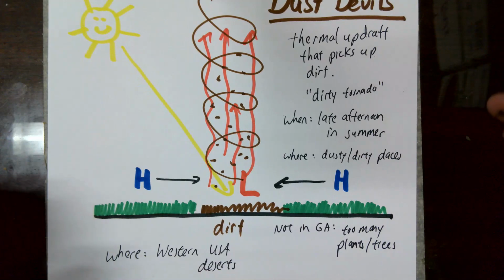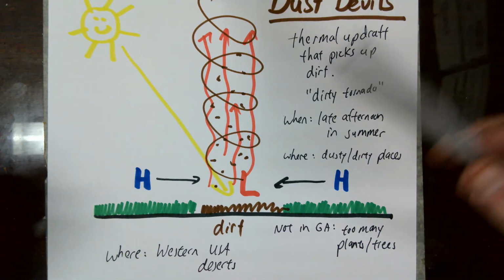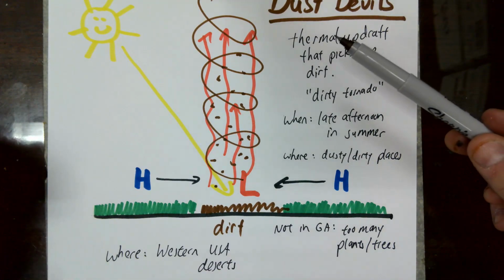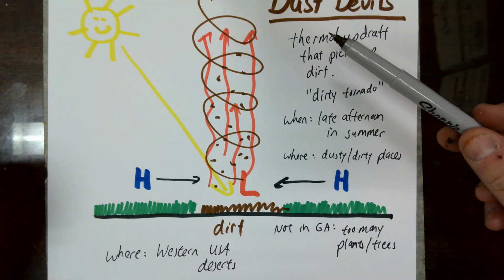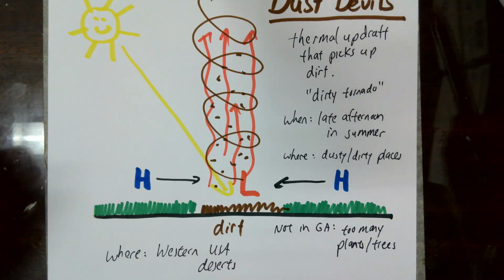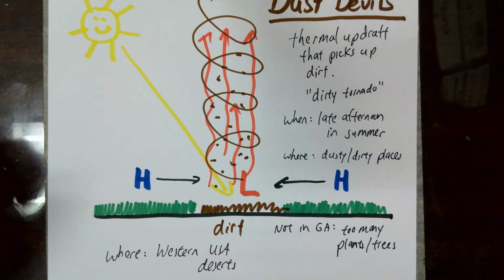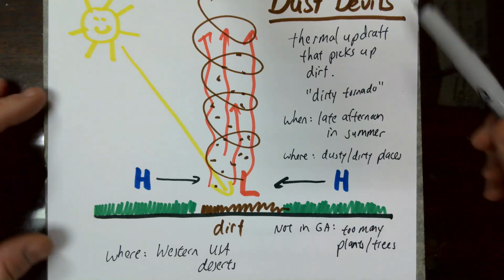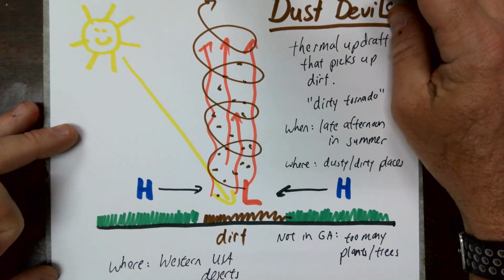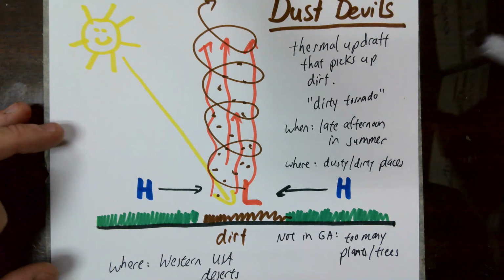Nevada, Arizona, Utah, places like that. You'll see them in West Texas. There have been times where I've been driving in West Texas and I'm looking around and I can count about 20 dust devils at one time. So once again, a dust devil is a thermal updraft that picks up dirt and we can see it.